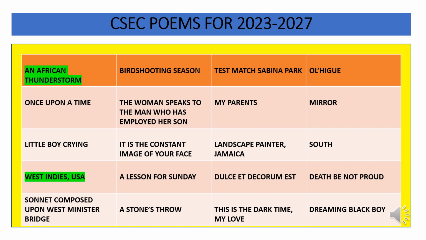5. Sonnet Composed Upon Westminster Bridge. 6. Bird Shooting Season. 7. The Woman Speaks to the Man Who Has Employed Her Son. 8. It Is the Constant Image of Your Face. 9. A Lesson for Sunday. 10. A Stone's Throw. 11. Test Match Sabina Park. 12. My Parents. 13. Landscape Painter Jamaica. 14. Dulce et Decorum Est. 15. This Is a Dark Time, My Love. 16. Old Ig. 17. Mirror. 18. South. 19. Death Be Not Proud. And 20. Dreaming Black Boy.